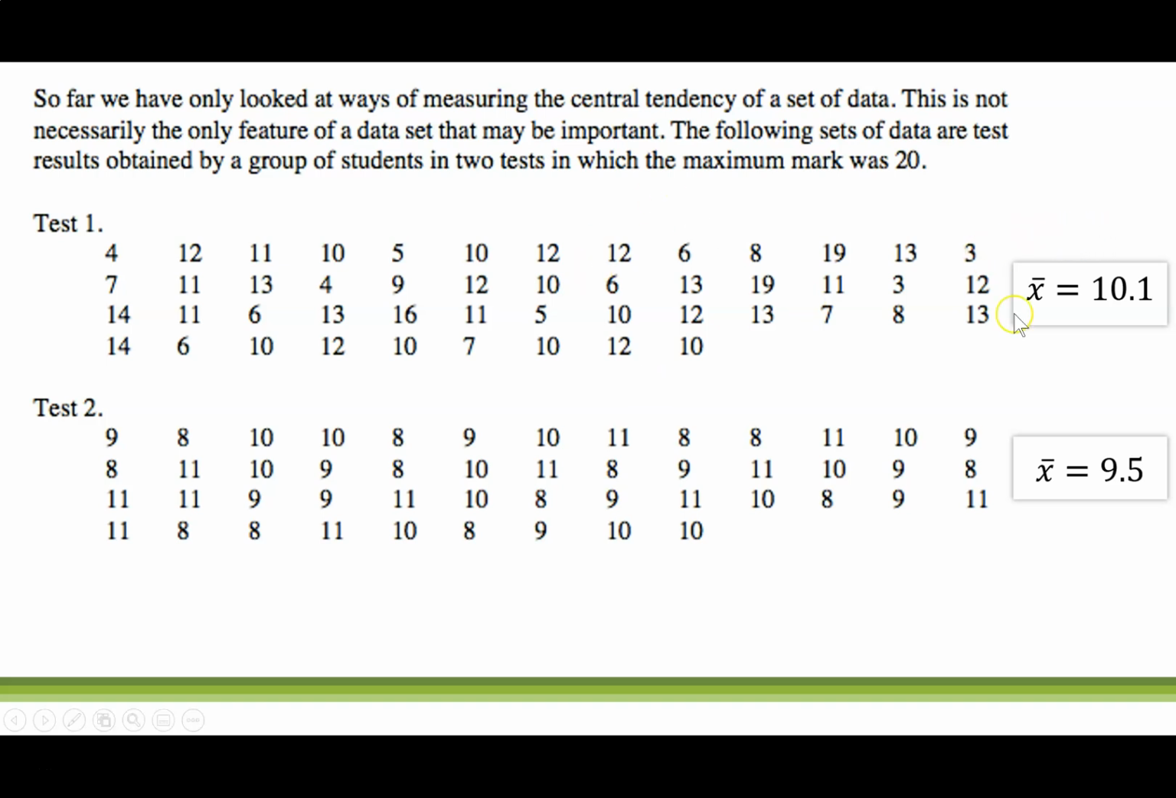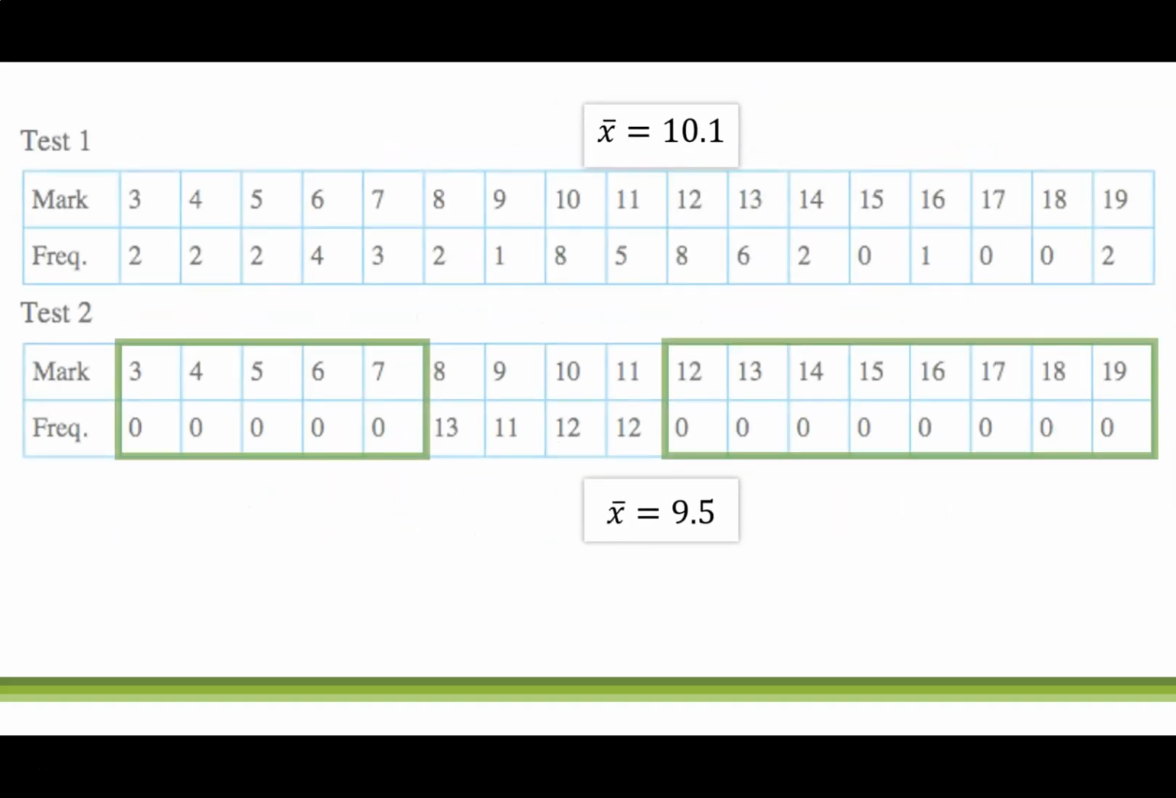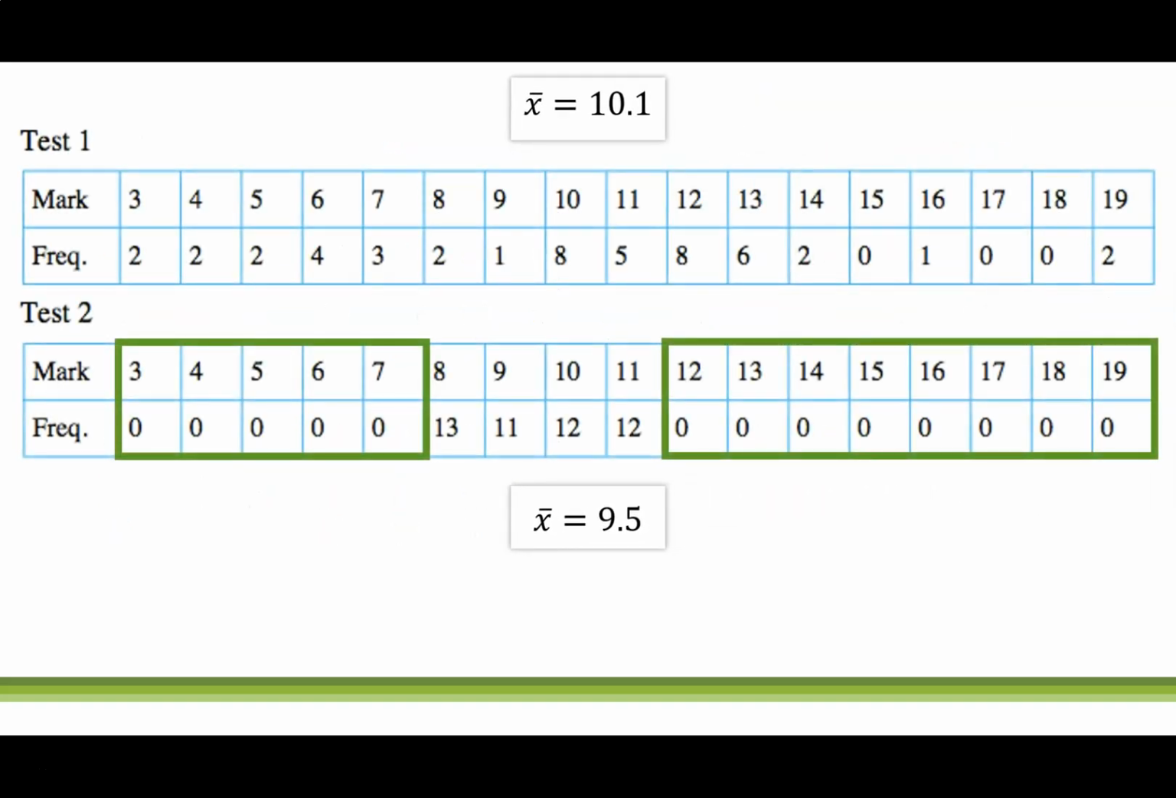Now you'll notice in the first case the mean is 10.1 and the second case is 9.5, and those numbers are not dramatically far apart from one another. But if I was to reorganize the test data for each of the two classes into a frequency table, it's very easily seen that there's something wildly different about these two data sets. And this doesn't have to do with outliers, it has to do with clustering or dispersion.